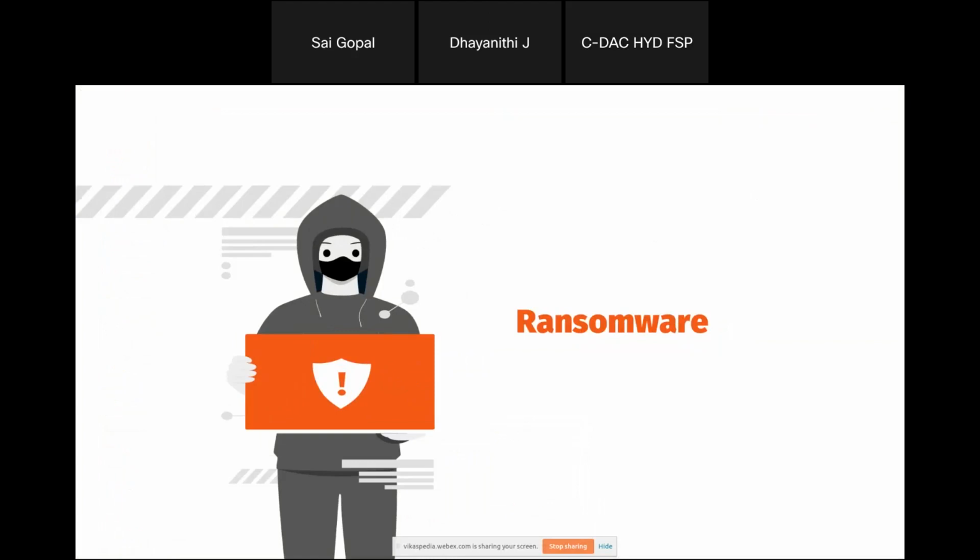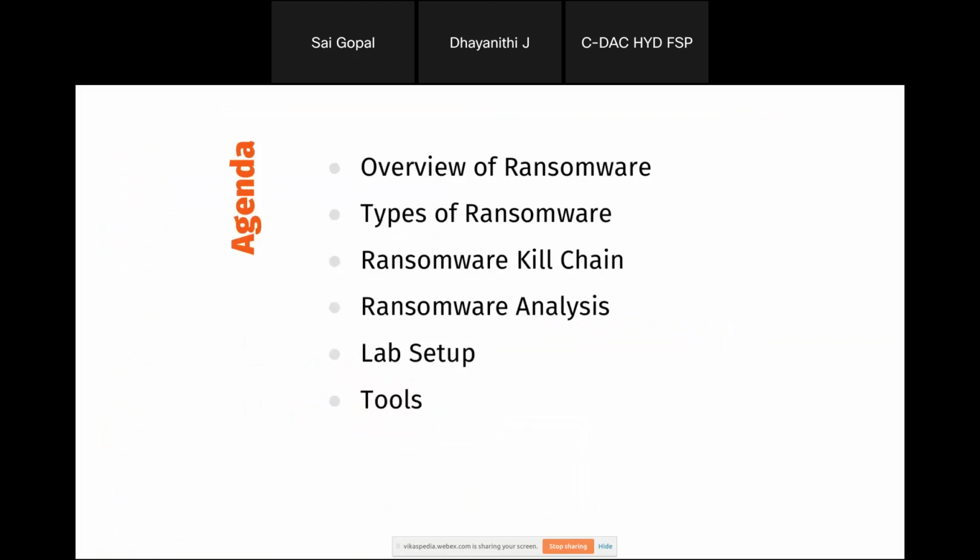Okay. Good evening, everyone. Today I'm going to explain about ransomware. This is the agenda of the session. Firstly, I'm going to give you an overview of ransomware. Then I'm going to explain the different types of ransomware, followed by the ransomware kill chain, how a ransomware attack happens. Finally, I will talk about ransomware analysis and the tools that can be used for analyzing ransomware.